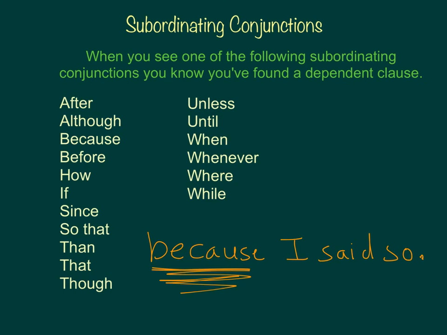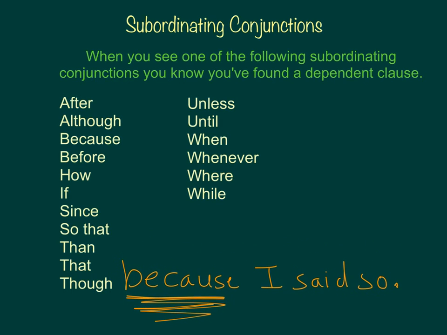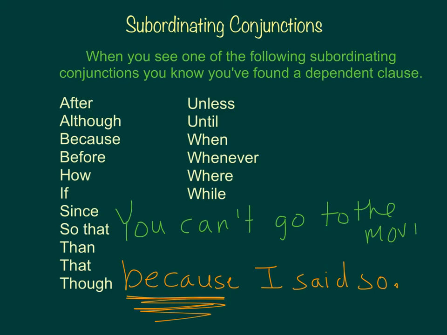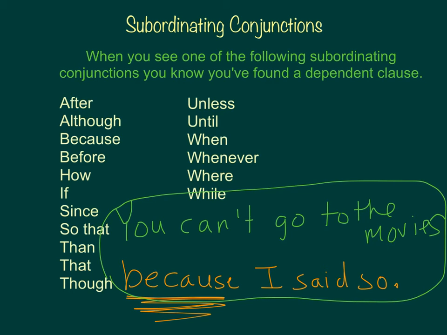We can turn this dependent clause into a complex sentence by simply adding an independent clause to the beginning of it. So let's slide this down. And what we're going to do is write something like, you can't go to the movies. This is an independent clause because if you read it on its own, it makes sense. We won't put a comma, and I'll discuss that in a second. So, you can't go to the movies because I said so. We now have a complex sentence because in the green we've added an independent clause and in the orange we have a dependent clause. And together, making multiple parts, it becomes a complex sentence.